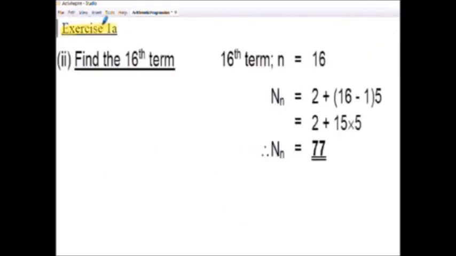Working the BODMAS through, the value of the 9th term is 42. Continue exercise 1A. Here we're asked to find the 16th term, but I will let you do that, although the solution is on the slide. The Nth value should be 77.